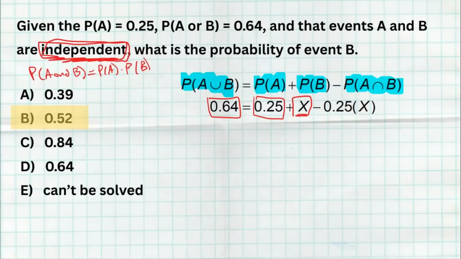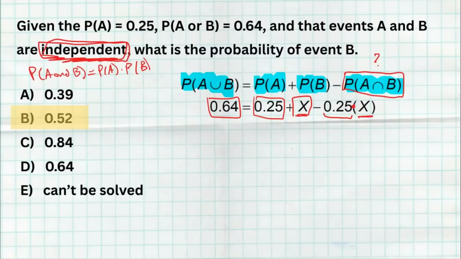Which means the probability of A and B, this back part right here, would be the probability of A, 0.25, times the probability of B, which I don't know, and remember I'm calling it X. So 0.25 times X is the probability of A and B, only because I know they're independent. If I didn't know they were independent, I would not be able to put anything back here. It'd be a giant question mark. I wouldn't know what it is. But because they're independent, the probability of A and B is A times B. 0.25 is A, and B I'm calling X.